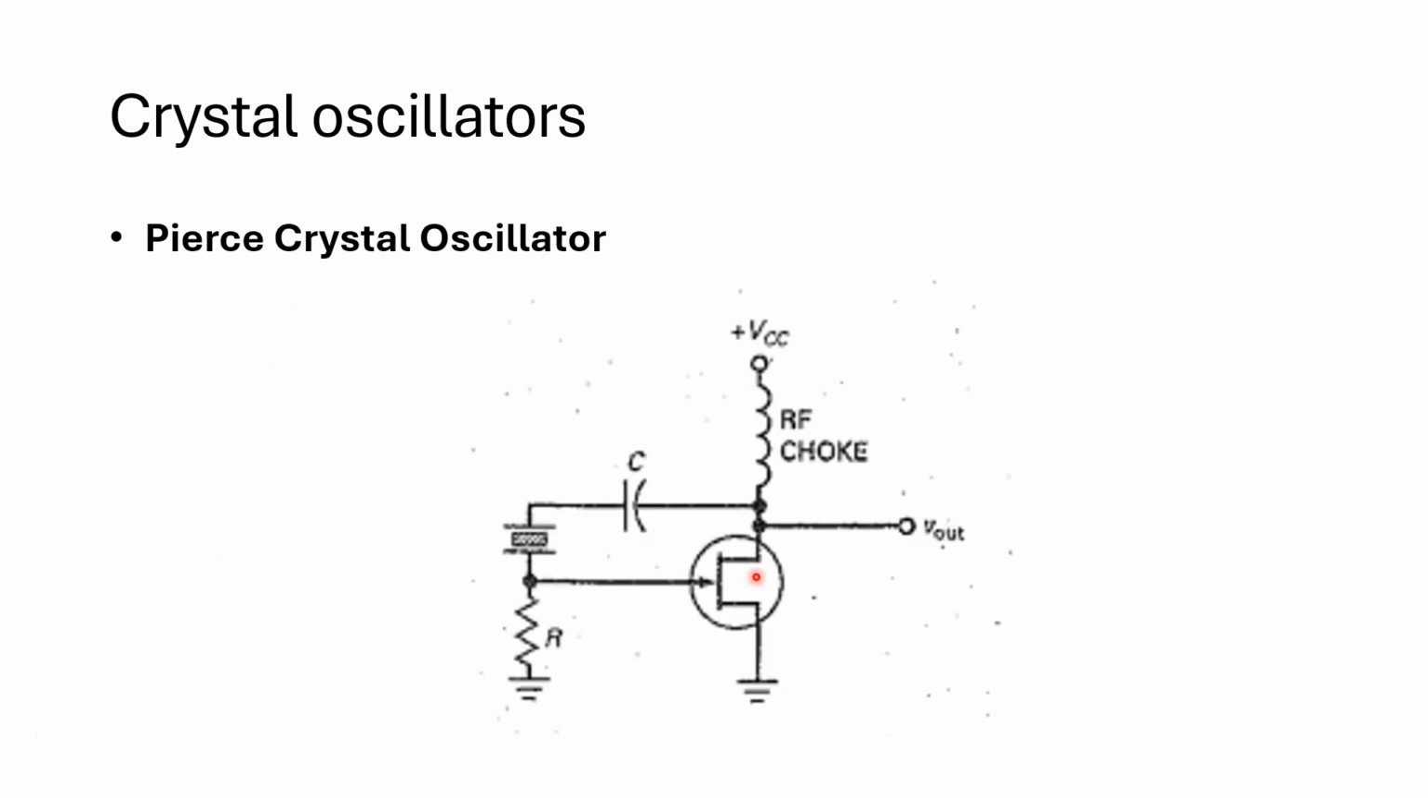And then lastly, the popular Pierce crystal oscillator. For the Pierce crystal oscillator, as you can see, there are no more different components in the circuit. The crystal provides the frequency determining network. The crystal provides the feedback, and of course the transistor here still provides your amplifier. So this is the Pierce crystal oscillator.